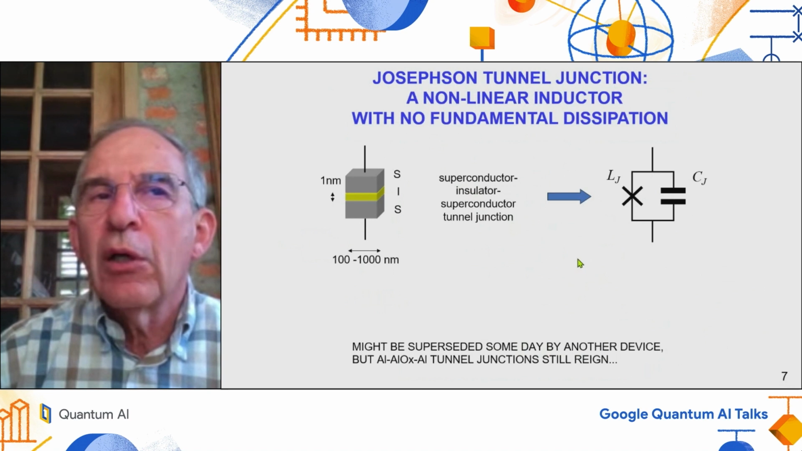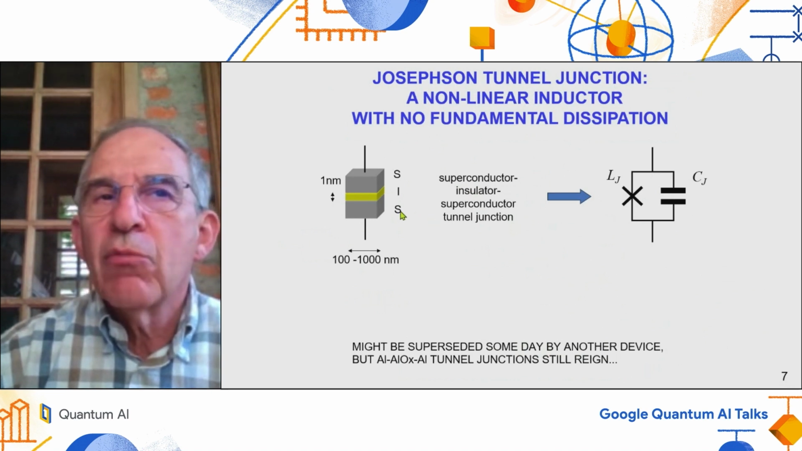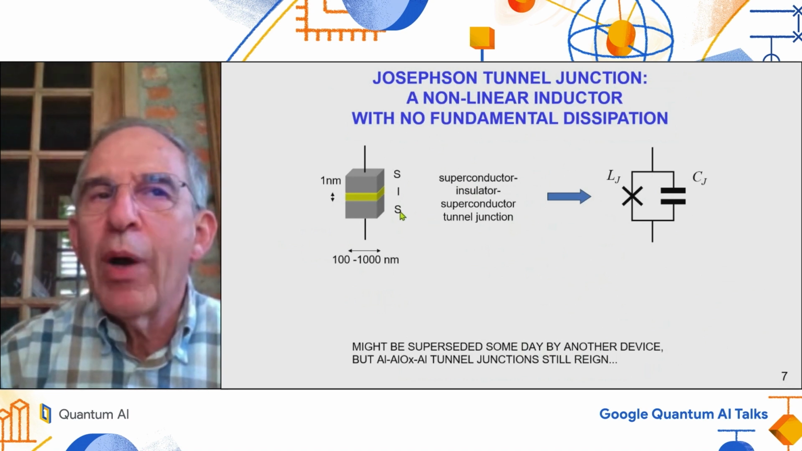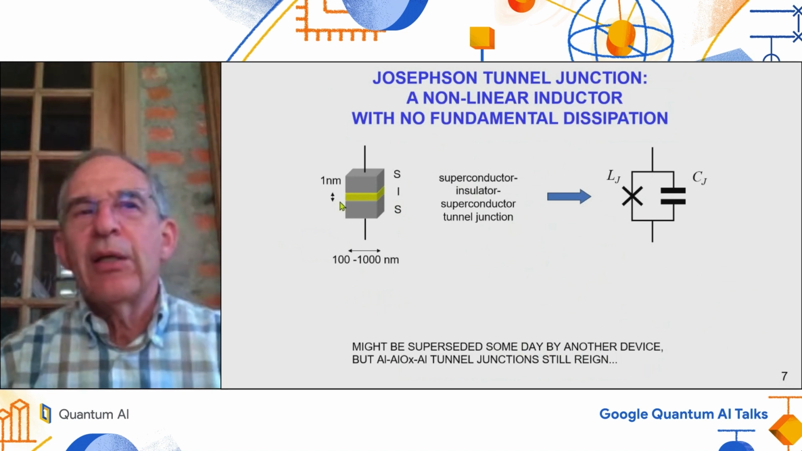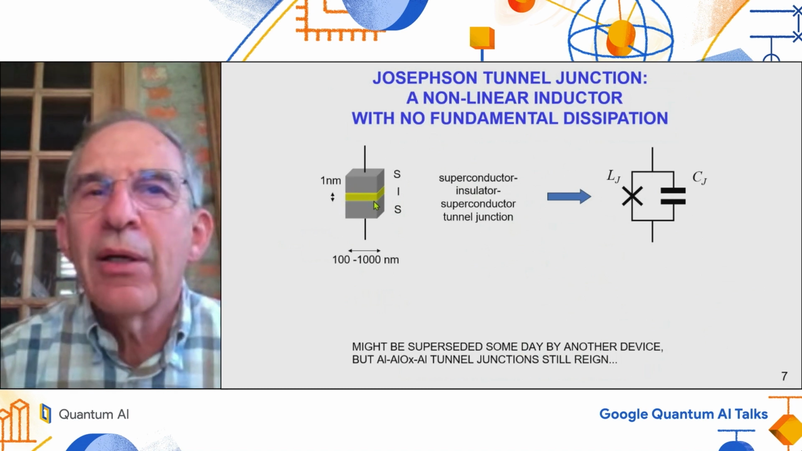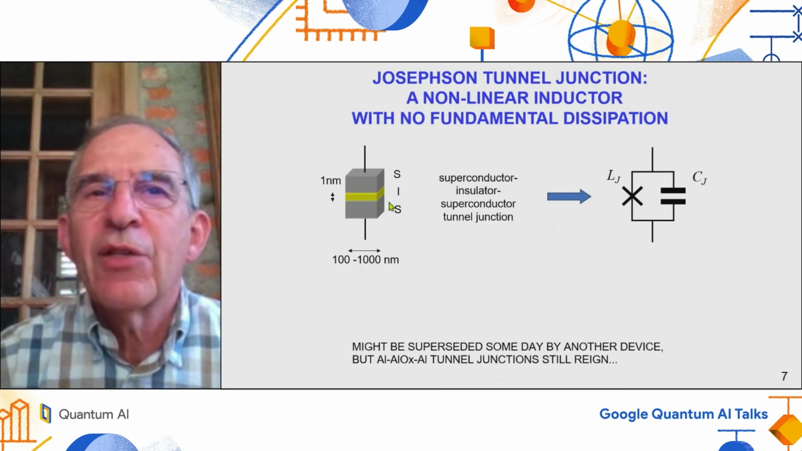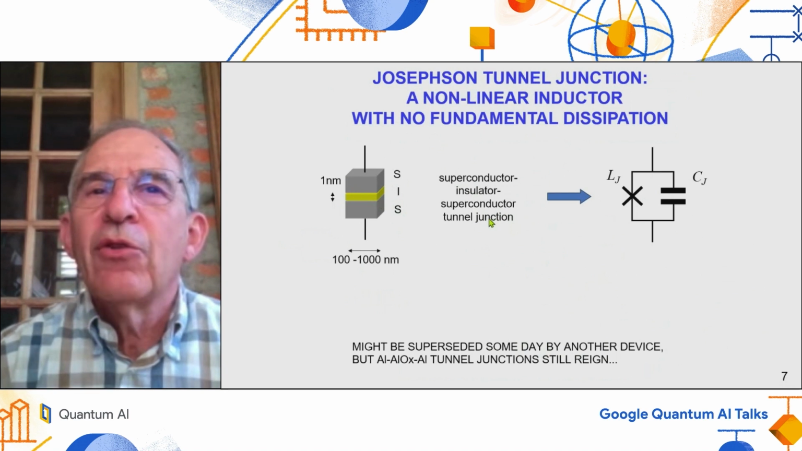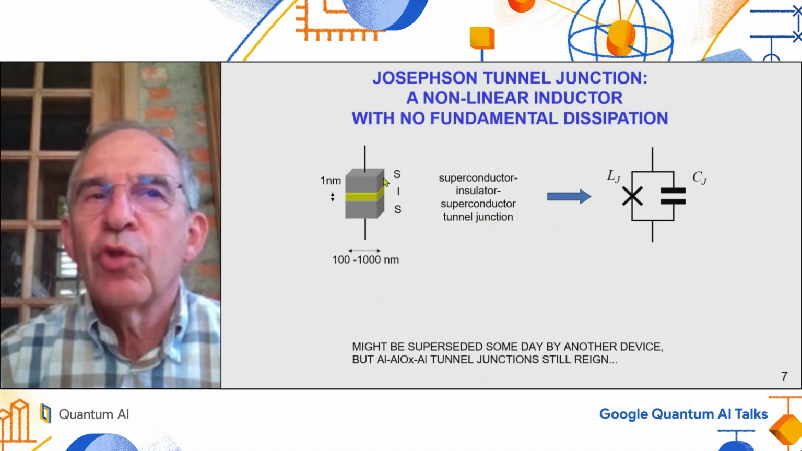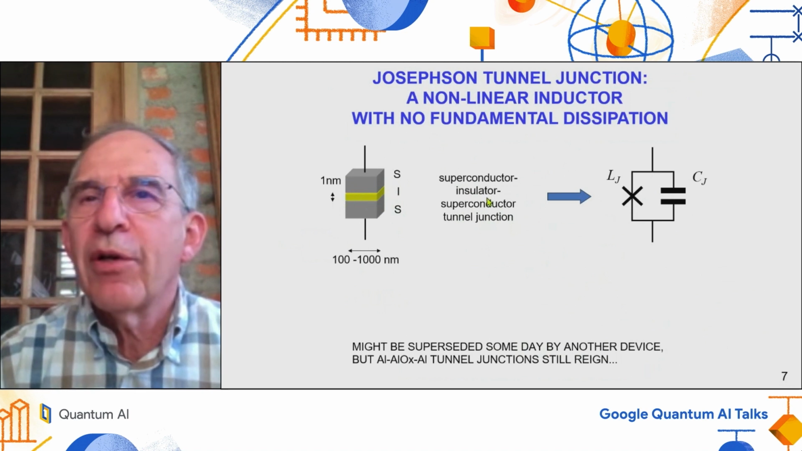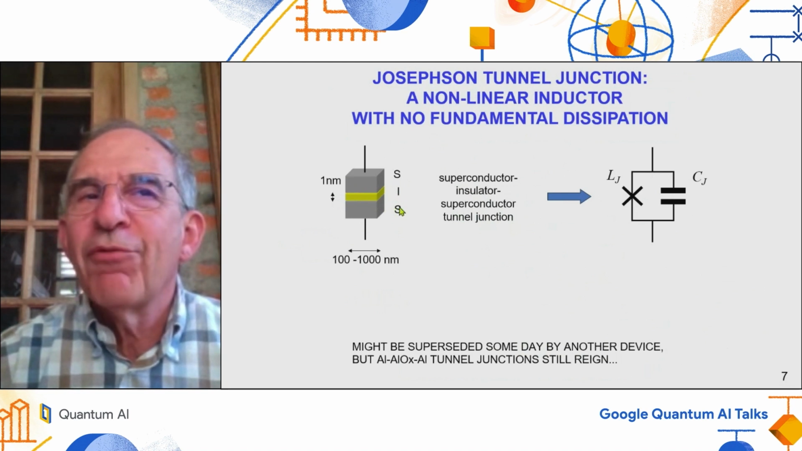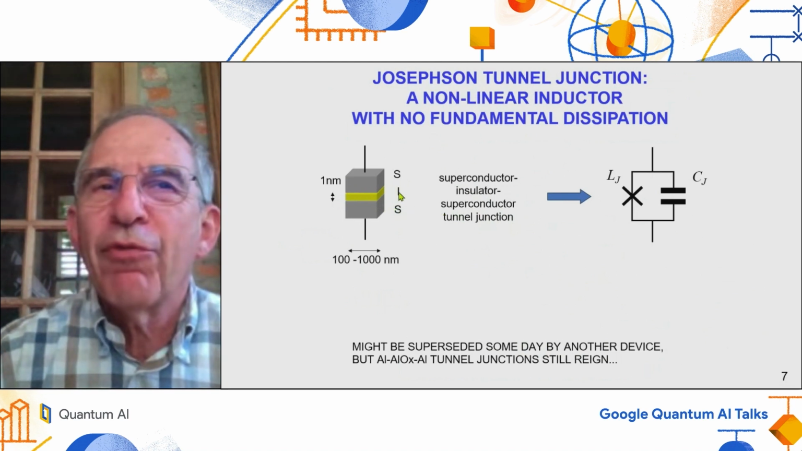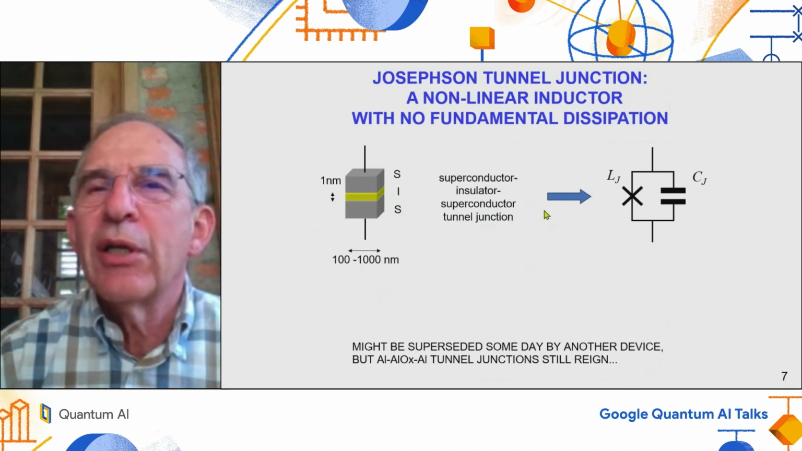Now, how do we introduce this nonlinearity? Well, to my knowledge, there's only one element that for the moment is better than everything else, and this is the superconducting insulator superconducting tunnel junction, which is just a sandwich of two superconductors separated by a very thin barrier. Someday, someone might invent another element, but for the moment, this is really our workhorse.